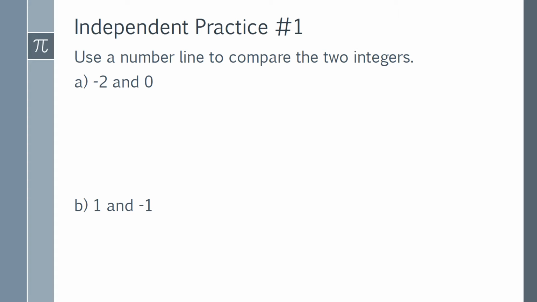Independent practice number 1. Use a number line to compare the two integers. Part A, -2 and 0. Part B, 1 and -1. Now is a good time to pause this video and work on this problem if you have not done so already.